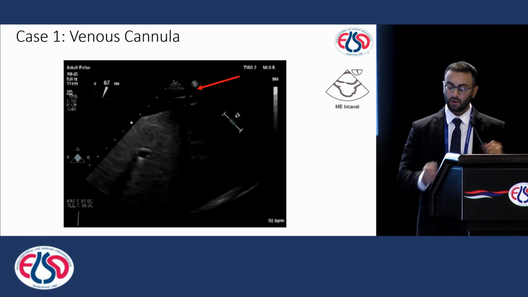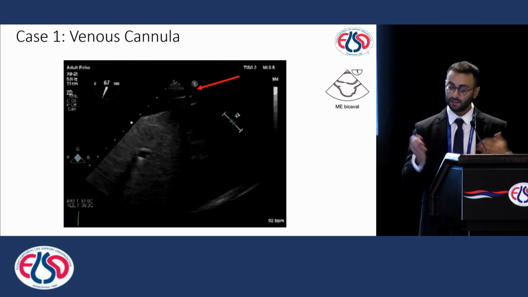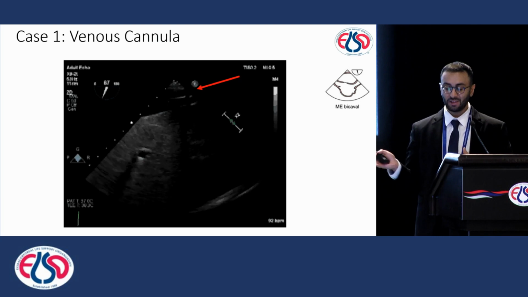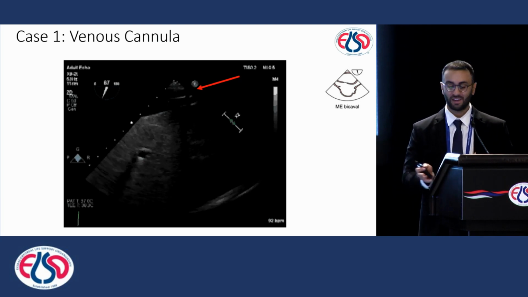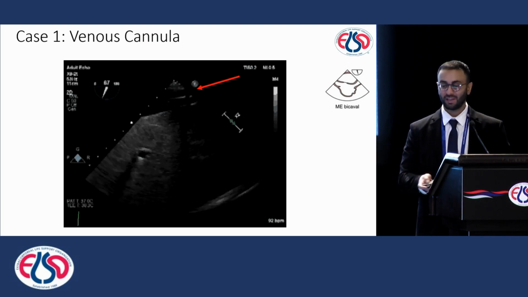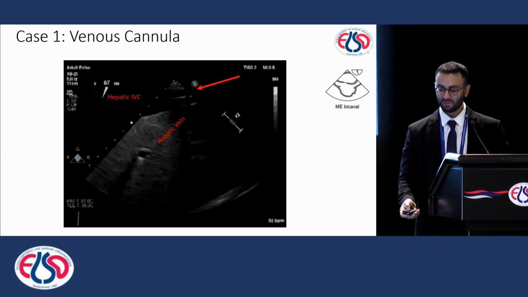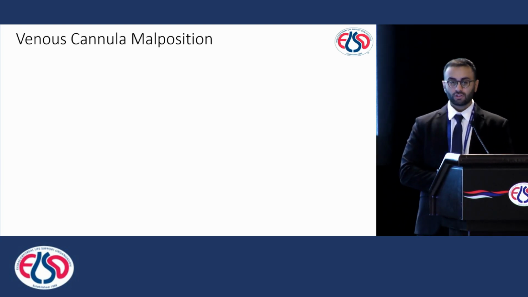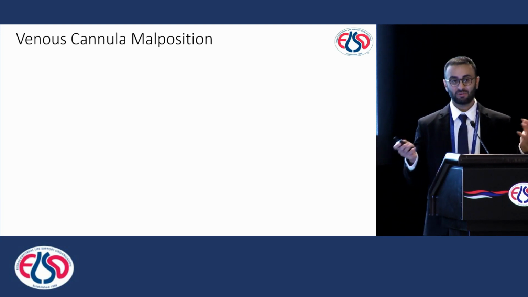So we see here that we actually then placed the cannula, and the cannula went exactly where our guide wire went, and that's great. It went in the hepatic IVC, past the hepatic vein, and is in the proper location. We have the hepatic vein and IVC labeled there. So that was a cannulation that went perfectly well.